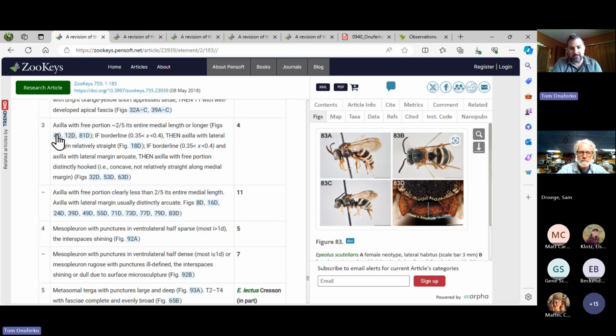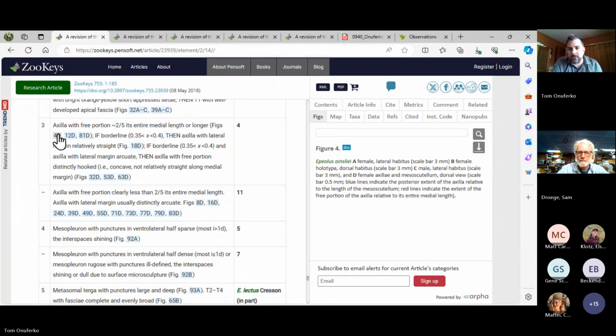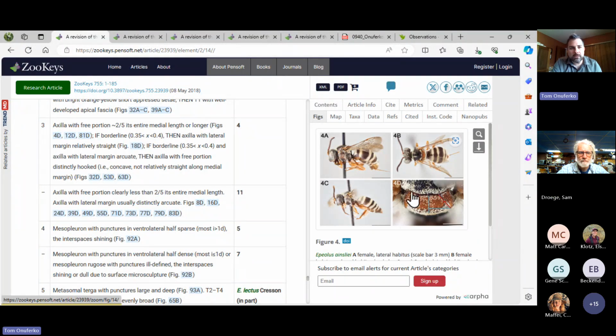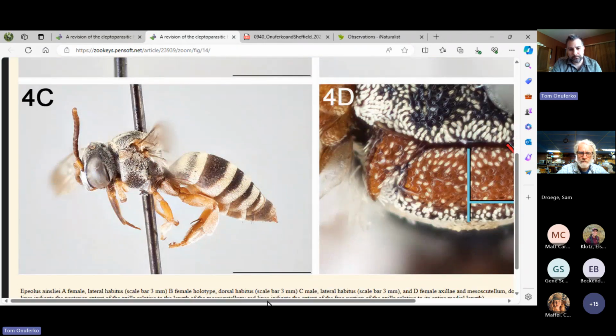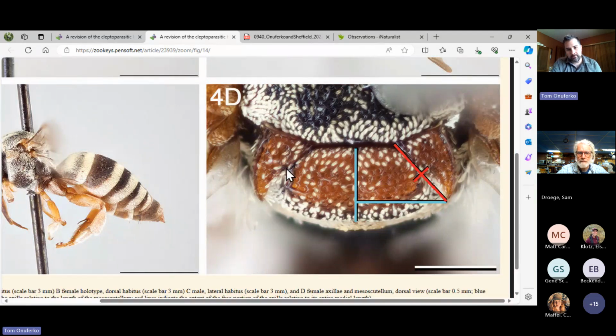Maybe I'll just show you a few examples of what the alternate states look like, just so you have an idea. So here is an example of a species that is common in the Great Plains. You can see that the free portion of the axilla, I think it is almost half the length of the axilla. You can also see that even though in this species the outer margin is convex, the inner margin is very much concave, so it looks like a hook. It's not completely straight throughout. Does that make sense to you, Sam?